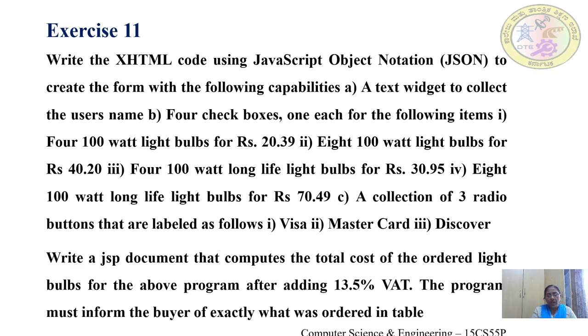Then we have to write one JSP document which computes the total cost of ordered bulbs after adding 13.5% VAT. And it also has to inform the buyer of what was exactly ordered in the form.